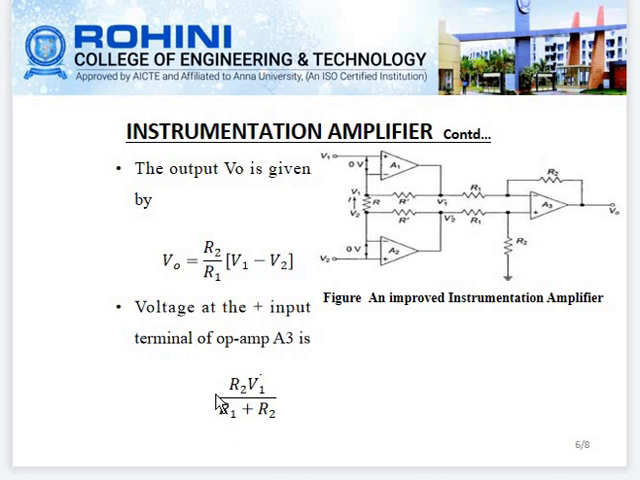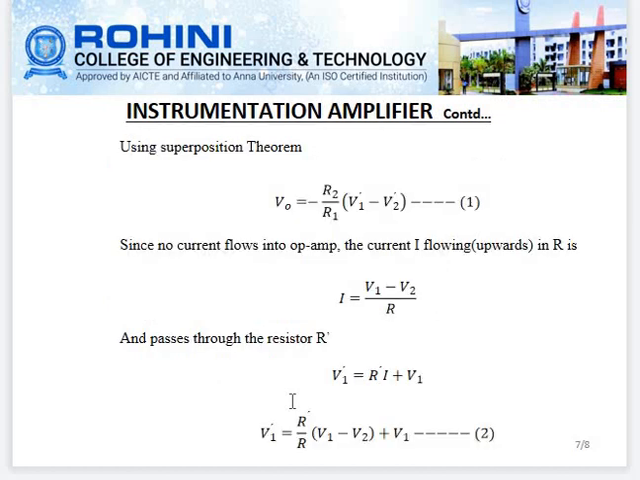The first stage has two operational amplifiers. This output is given to the second stage operational amplifier. So voltage at the input terminal of op-amp A3 is given by R2 into V1 divided by R1 plus R2. Using superposition theorem, the output V0 is equal to minus R2 by R1 into V1 minus V2.